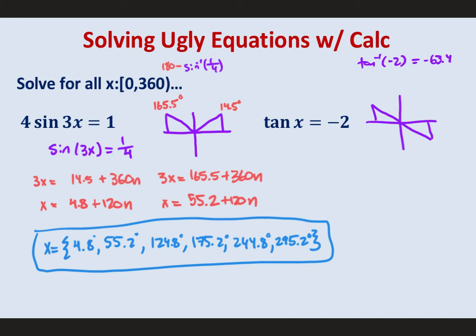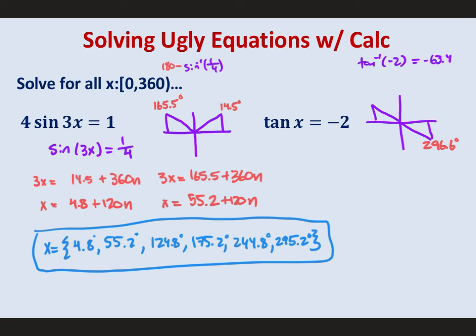-63.4. Now, I know that it's talking about an angle in this quadrant, but I'm finding my answers from 0 to 360. So negative 63 isn't good. So I'm going to add 360 to that. That'll give me my first angle, which is 296.6 degrees.